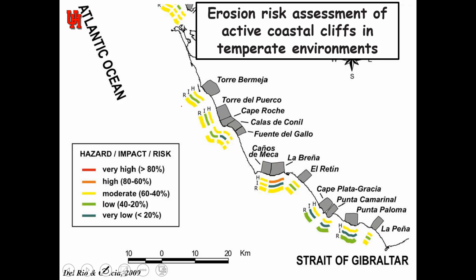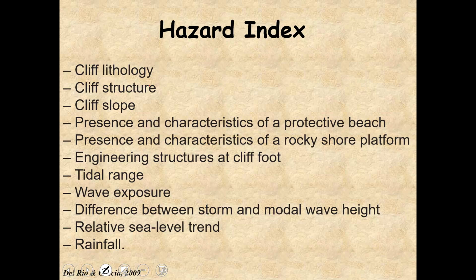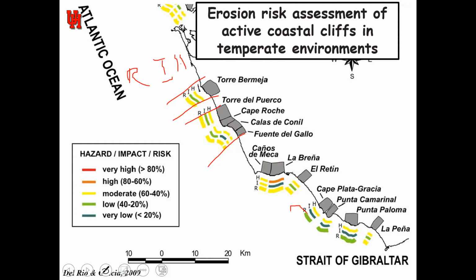Notice there is a hazard zone, an impact zone, and a risk zone. And they're each color-coded from very high to very low. And so each stretch of the beach has a hazard, an impact, and a risk zone. Now, what does that mean? Actually, you might notice down here, the risk is green, low. It's very low in impact because there's nothing there, but moderately high with hazard.